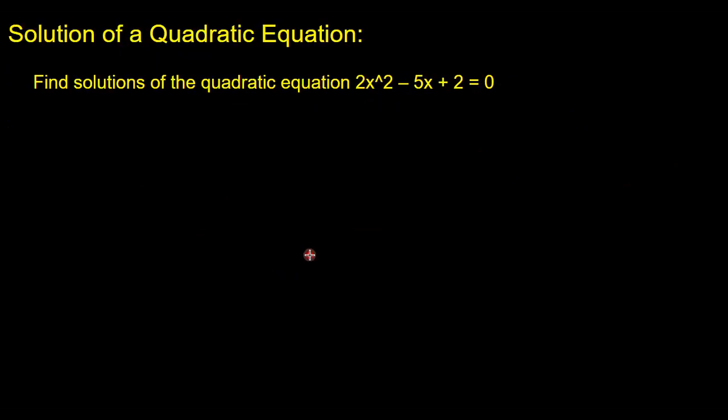Find the solution of a quadratic equation. What does it mean to find the solution of a quadratic equation? Solution of a quadratic equation means you would like to find the value of x which satisfies the given equation. Satisfies the given equation means when you substitute that value of x, your left hand side becomes equal to the right hand side. That value is the solution of this quadratic equation.